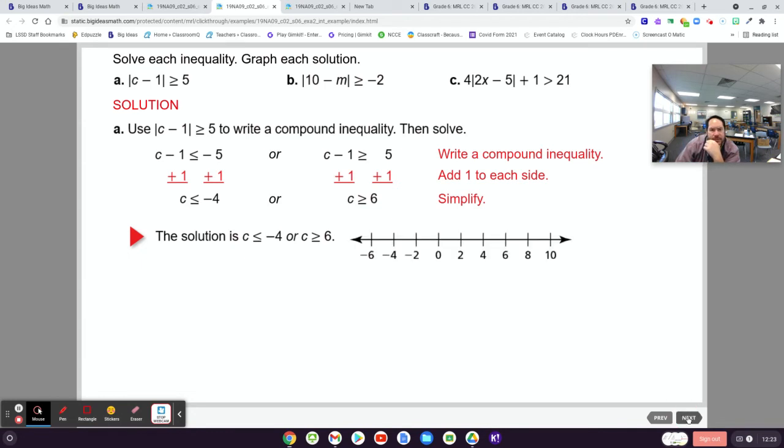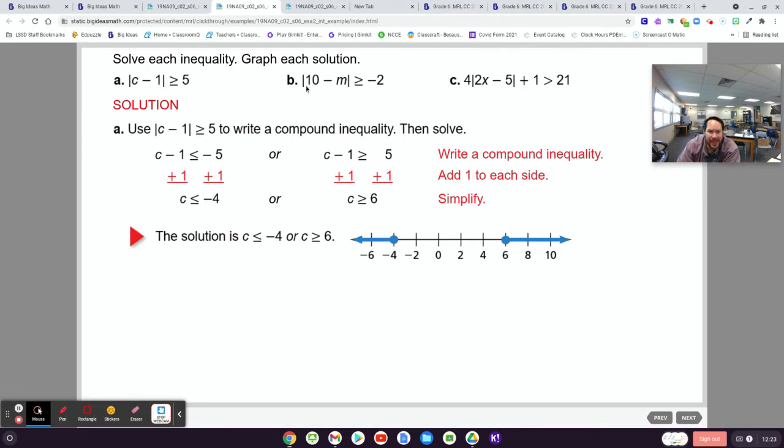So when we graph our solution, we end up with closed circles, and it's divergent because C has to be less than or equal to negative 4, so it's going to the left, or greater than or equal to 6, so it's going to the right. Okay, so hopefully you did well on that one.